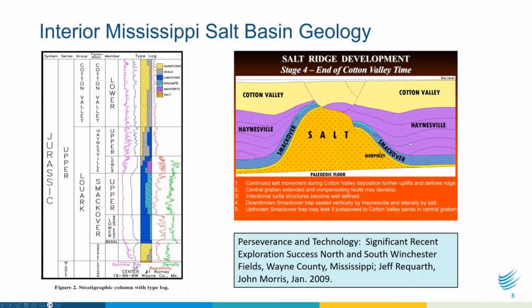You have the up-thrown side and the down-thrown side. The up-thrown side occasionally has a smack over juxtaposed to the Cotton Valley sandstone, so you don't have a trap, so that's one of the risks. On the down-thrown side, you don't have that risk. And so this is an up-thrown side prospect, and it was juxtaposed against anhydrite, so they were okay.